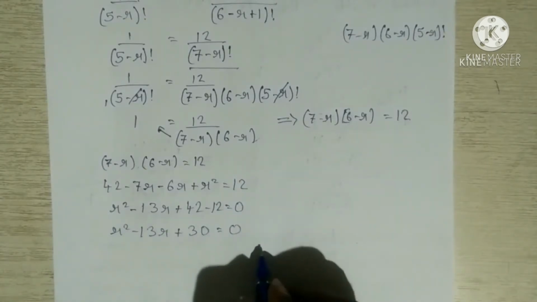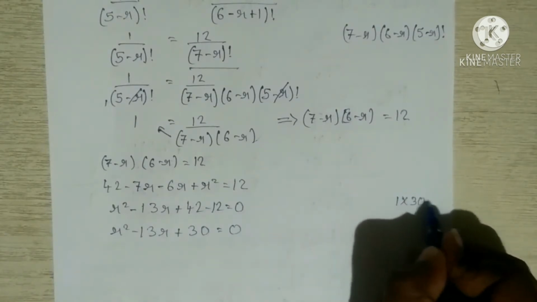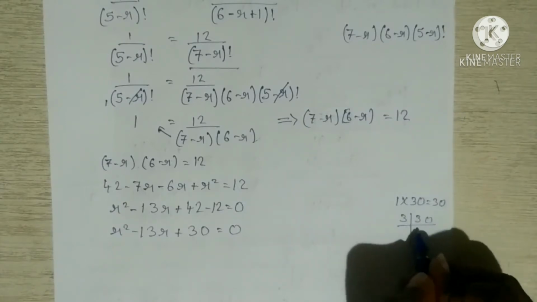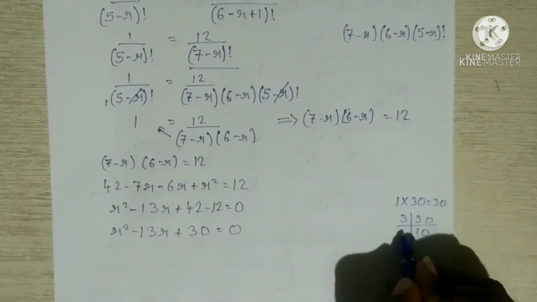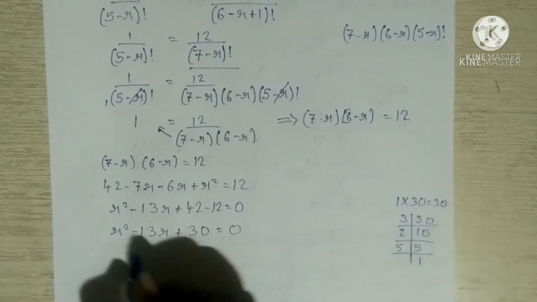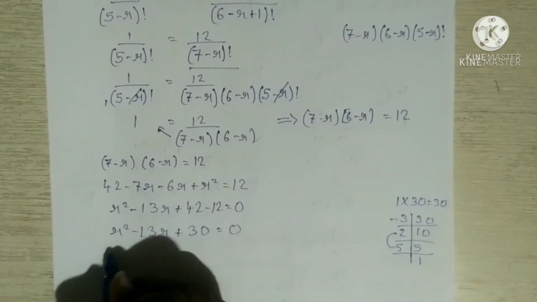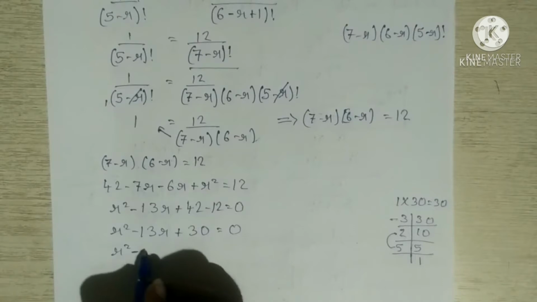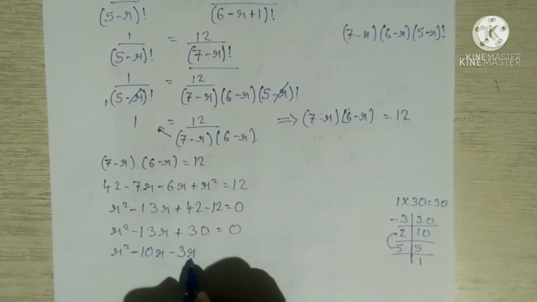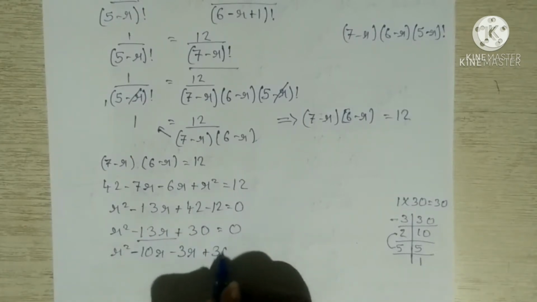Split the middle term. 1 into 30 is equal to 30. Splitting the middle term: 3 tens are 30, 2 fives are 10, 5 ones are 5. To become 13, 10 plus 3. You can substitute r square minus 10r minus 3r. Minus 10r minus 3r is nothing but minus 13r. Plus 30 is equal to 0.